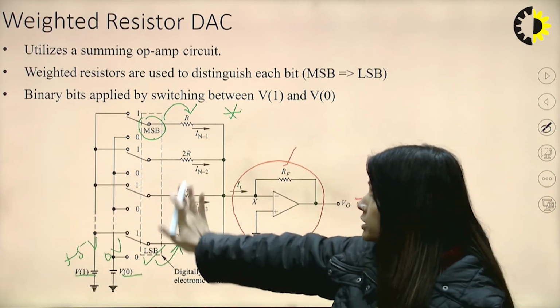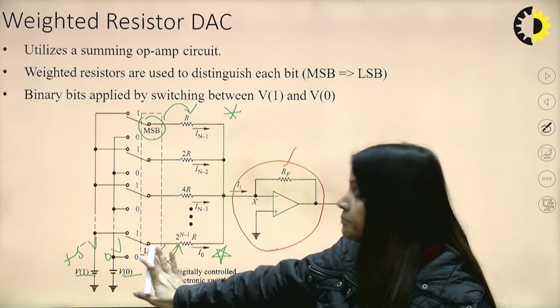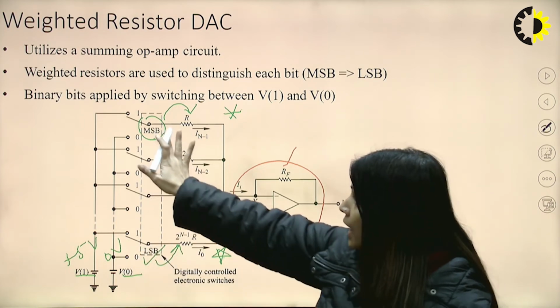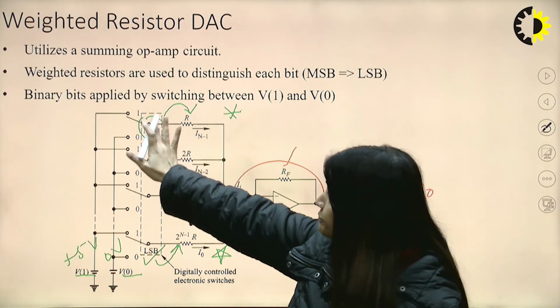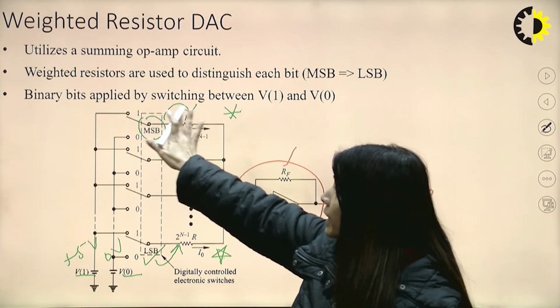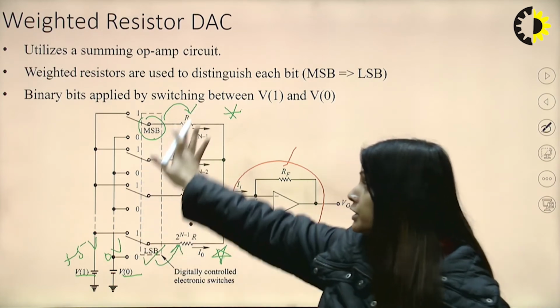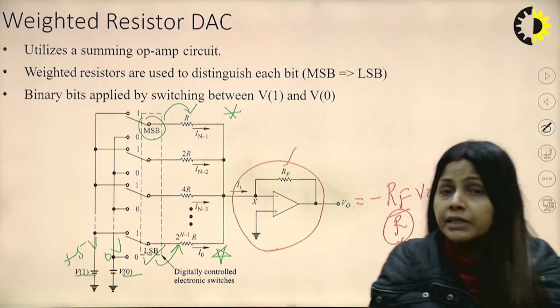And for the second part, we need to remember that the LSB is at the bottom and the resistance is having the highest value, and the MSB is at the top and the resistance is having only the R value. So this point needs to be taken care of all the time.